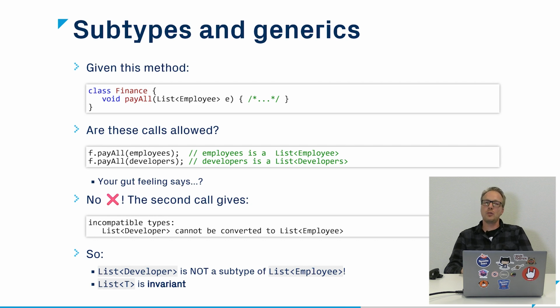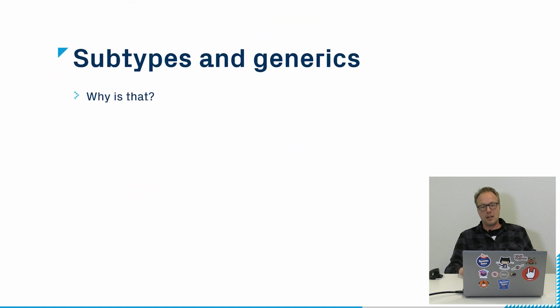But there is a way to make this a bit more flexible because, as I already said, well, developers also need to eat, right? They need pizza, their salary. Yeah. But first the question, why is this not allowed?